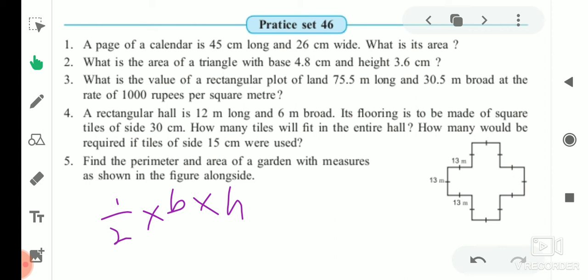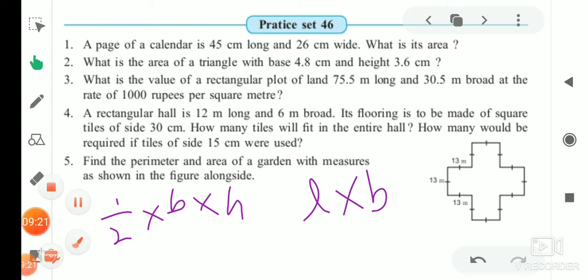First of all we will calculate the area of the plot as length into breadth. Okay, that is 75.5 into 30.5. So what will be the area? We will multiply it by 1000 rupees. So we will multiply area by 1000 rupees and whatever the value, that will be the value of that plot.